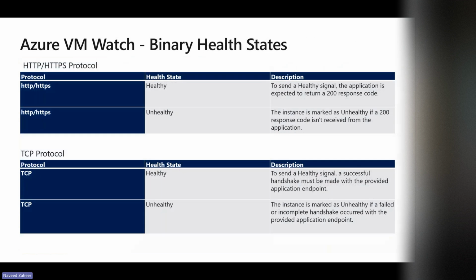So as you can see, there are two states in the binary: the healthy state and unhealthy state. And in the case of binary, oh, by the way, it supports HTTP, HTTPS, and TCP protocol. Okay, so in the case of binary, it's just the HTTP 200. If it is there, you say that the VM is healthy, otherwise it's not.